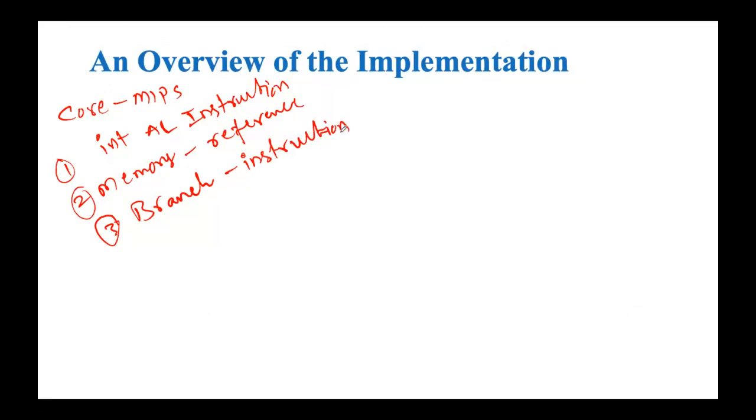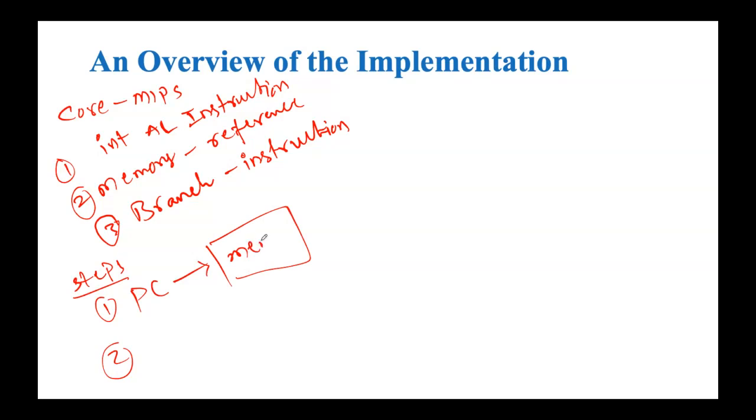Branch instructions. For every instruction, the first two steps of the implementation are identical, or we say common. What are those? The first one is to send the program counter to the memory. The program counter sends the instruction address to your memory.